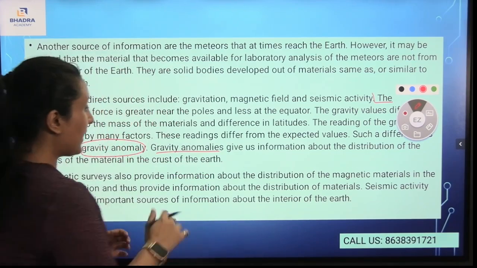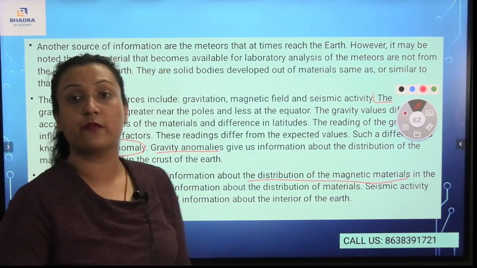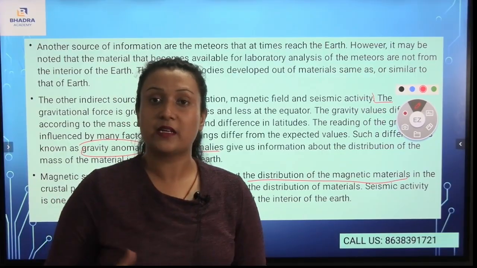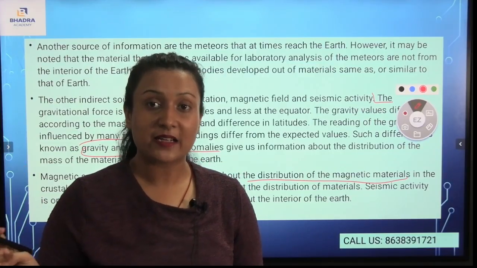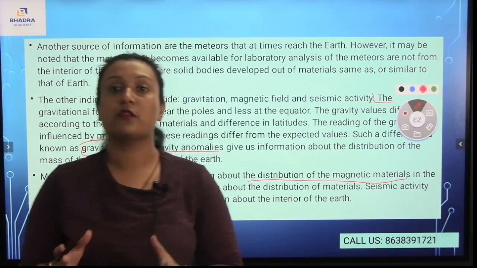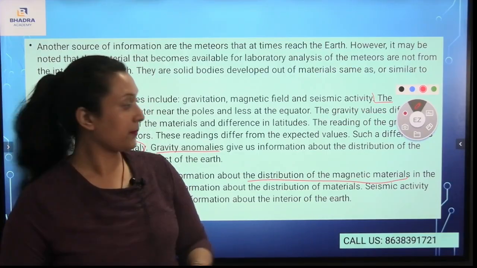Also, it signifies the distribution of the magnetic materials on our planet Earth. What we are talking about, the magnetic surveys and the seismic activity, is related to the mass distribution of the materials on our planet Earth.